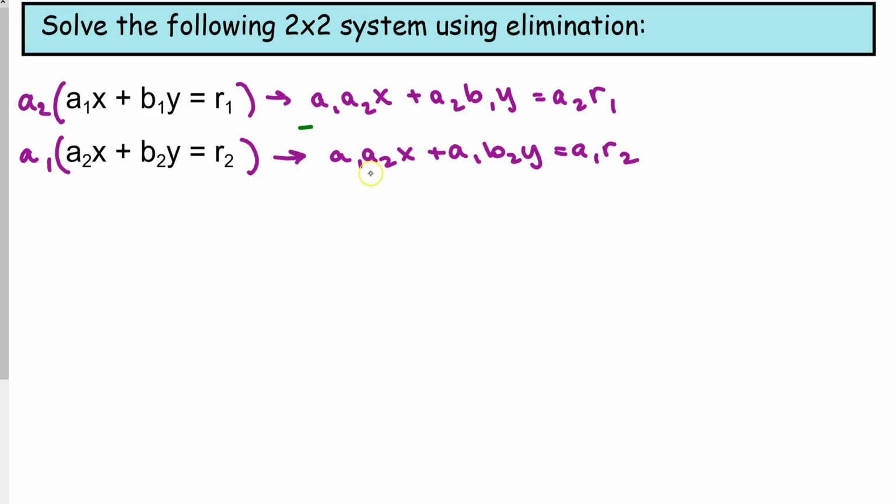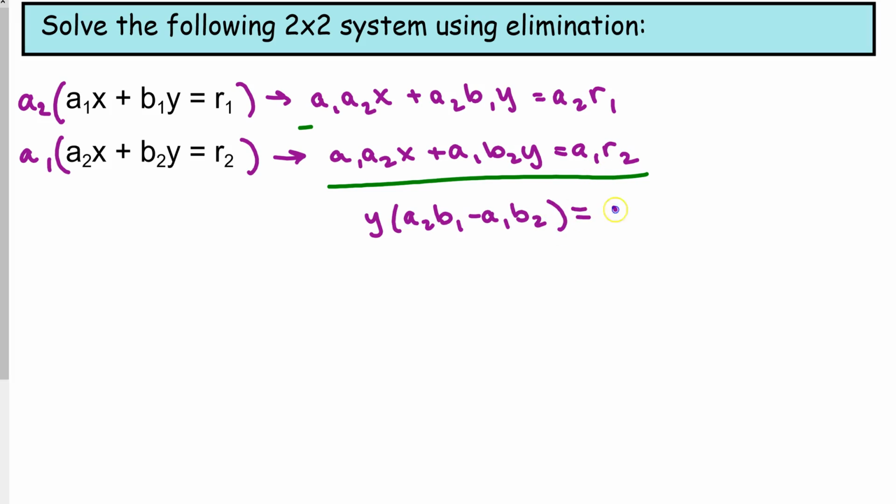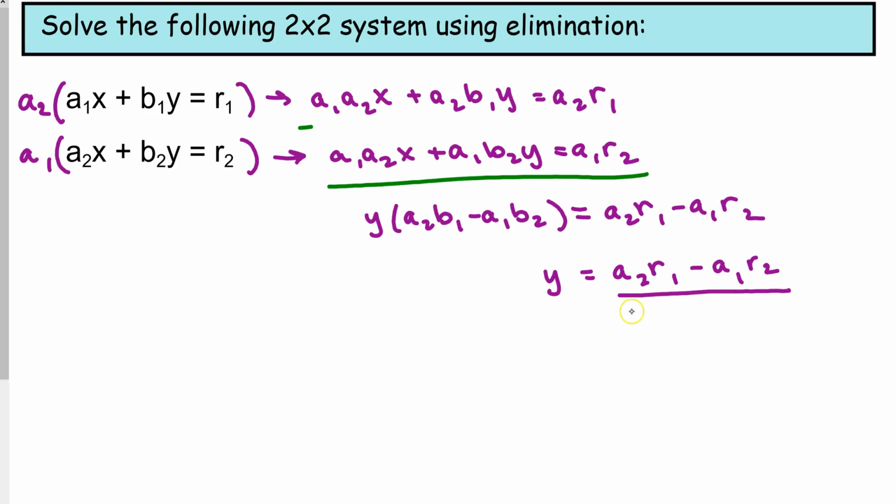So if we subtract these, the x terms cancel, and we're left with y times the quantity A2 B1 minus A1 B2. And that equals the quantity A2 R1 minus A1 R2. And notice that those numbers are a product of two things minus a product of two things. Those look like 2x2 determinants. First, I'm going to divide both sides by the quantity to get y by itself. So y is A2 R1 minus A1 R2 over A2 B1 minus A1 B2.